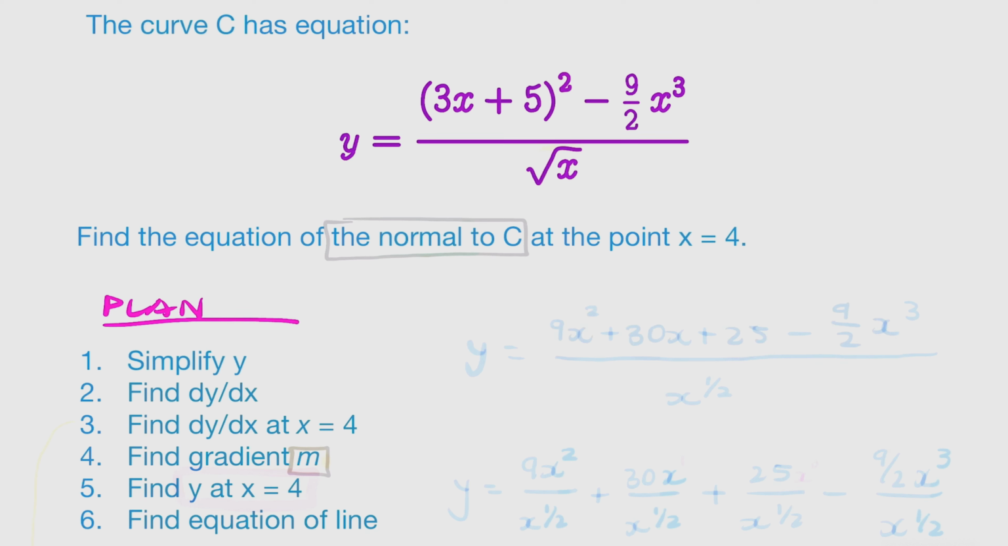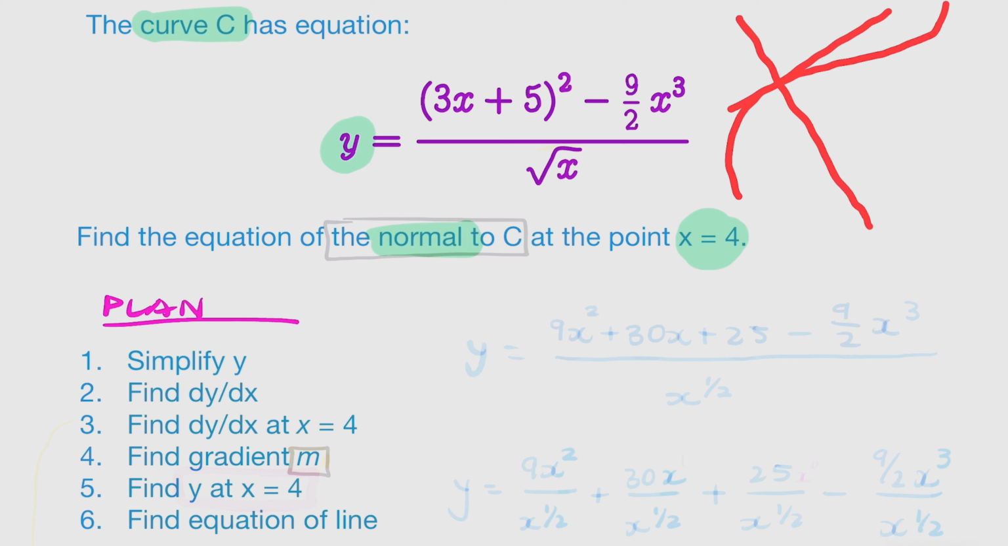Here we're given the equation of a curve C, so y in terms of x, and we're asked to find the equation of the normal at the point x equals 4. Now, the normal is simply a line that's perpendicular to the tangent at that point. So we're going to need to find the gradient of the tangent, so we're going to need to differentiate y.